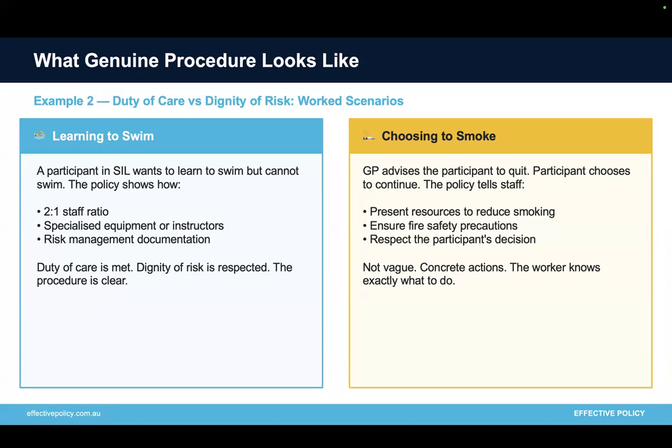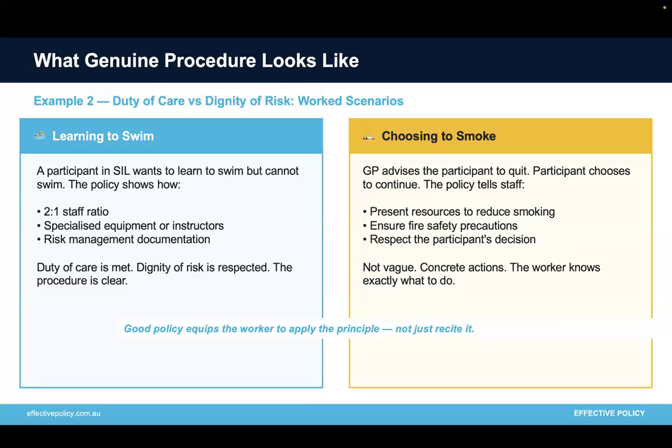If it's not there and a person doesn't really know their job, then anything can happen, and it does. We know that. We absolutely know that. Good policy equips the worker to apply the principle, not just recite it.